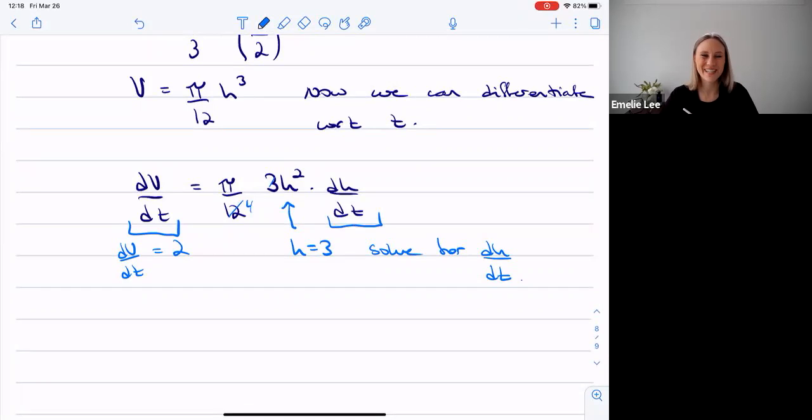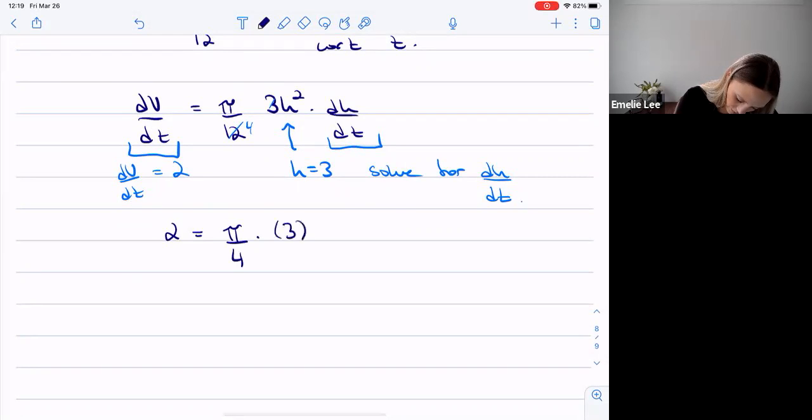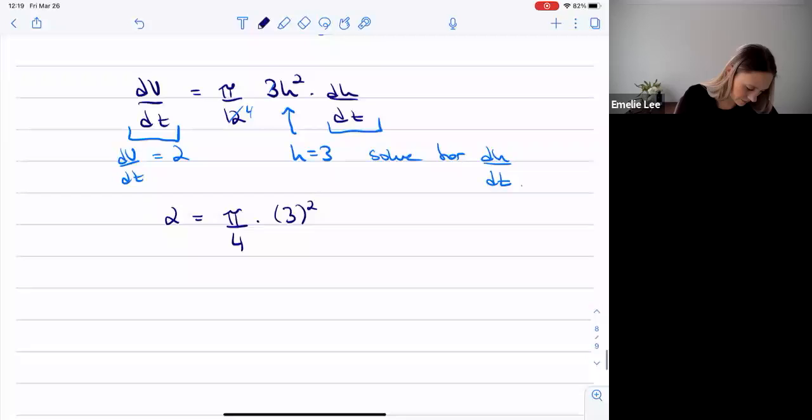Home stretch here, right? So here we go. 2. And like I said, you can rearrange this equation now if you wanted to solve for dh/dt, or if you prefer to rearrange with numbers, that's fine too. Does not matter. 2 is pi over 4 times 3 squared dh/dt.